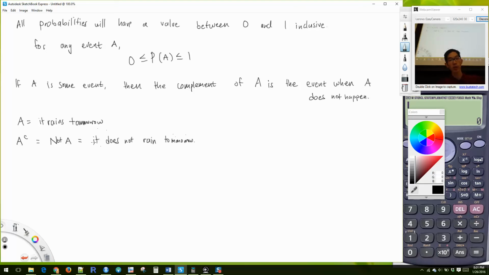Okay, and this encompasses all possibilities. A together with its complement forms the complete set of possibilities. That's where the word complement comes from. It has the same root as complete. A and its complement, A^C, or not A, covers all possible outcomes.